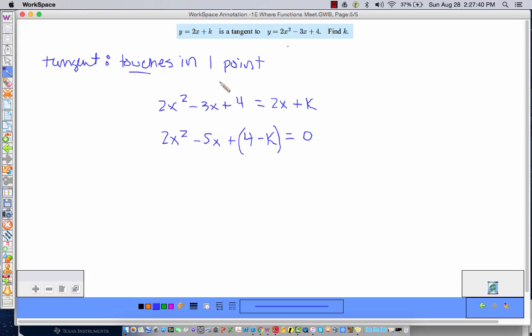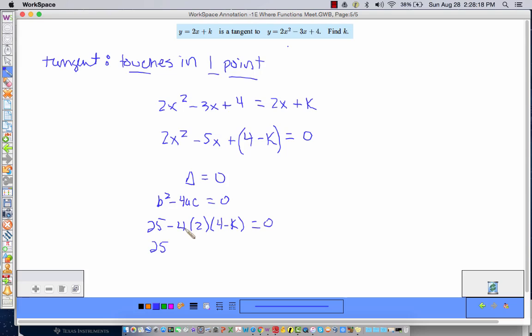And if they only touch in one point, that means there's one solution or a double root to this quadratic, meaning the discriminant must be equal to 0. So I'm going to calculate the discriminant. The discriminant is equal to b squared minus 4ac. I need that to be equal to 0. So my b is -5. -5 squared is 25. Minus 4 times 2, and c is 4 minus k, need that to be equal to 0.